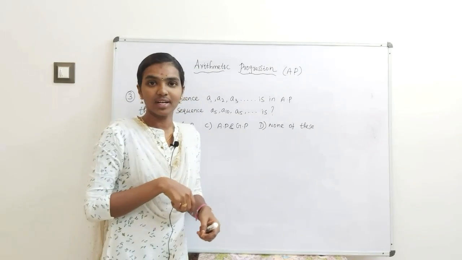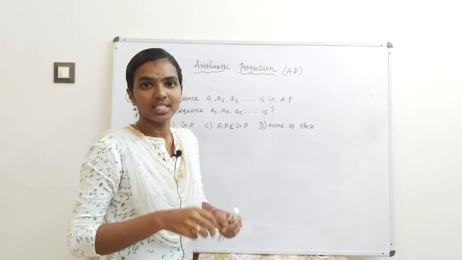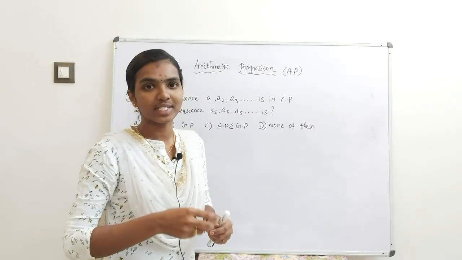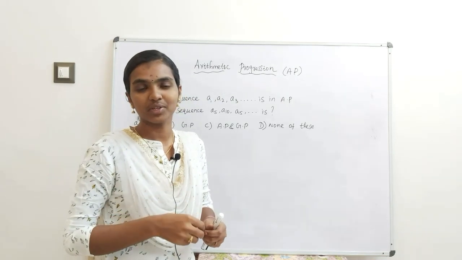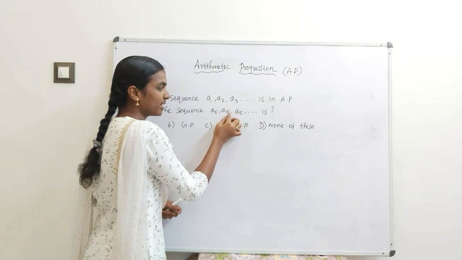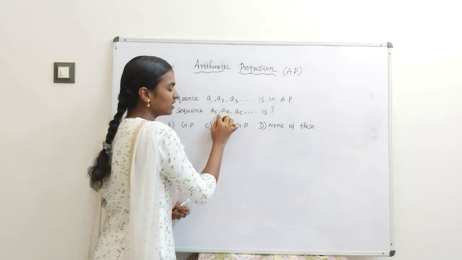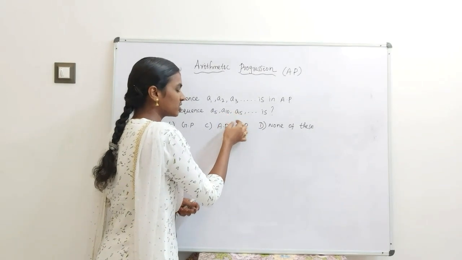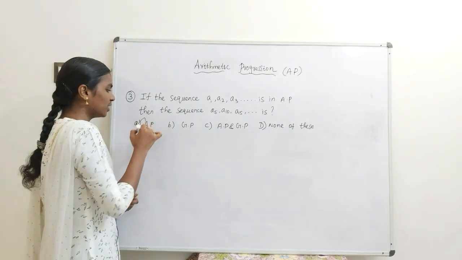So we know the definition of arithmetic progression. The difference between two consecutive terms is constant. So check once here: 10 minus 5, 5; 15 minus 10, 5. So each difference is constant. So it is an arithmetic progression.